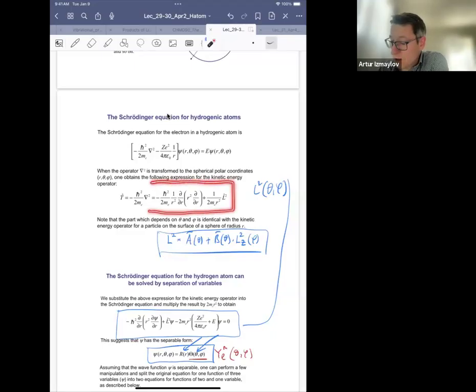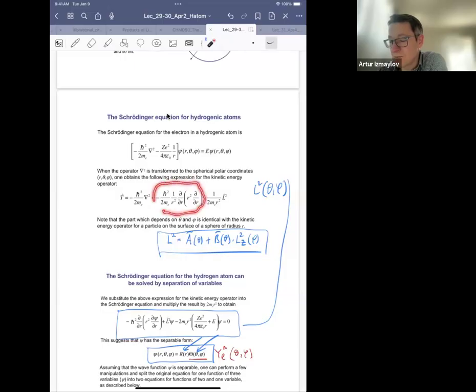So we get this expression, okay? And then the nice thing about this expression is that it has a similar structure as before for the particle on the sphere, right? If you look at this part, it's just a constant multiplied by an operator. We can call it A of R, right? So that's operator A of R.